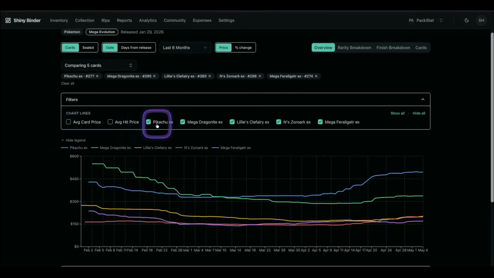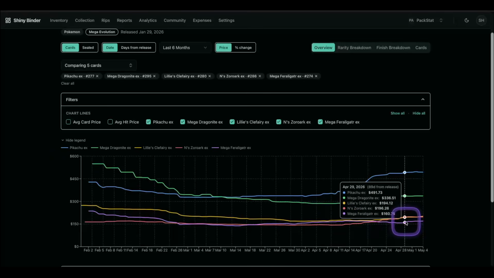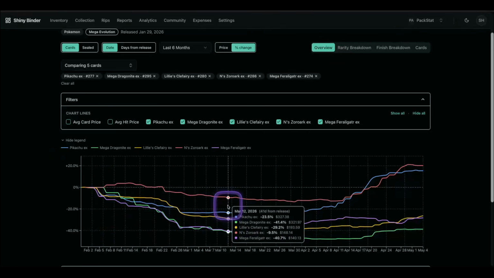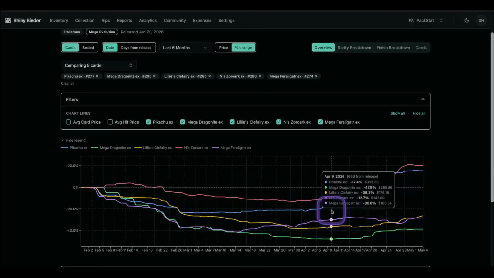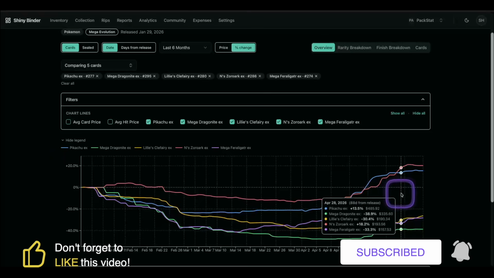It's the other Pikachu EX, Mega Dragonite, no, not SAR, MAR, Lily's Clefairy, and Zoroark and Mega Feraligatr. Yeah, I mean, they all suffered at first, dipping down, and then they started gaining again. And now they're kind of stagnant. They're kind of hovering. And I'm looking at price at the moment, and percentage change, and Zoroark gained quite a bit, as well as Pikachu, but they're starting to stall.